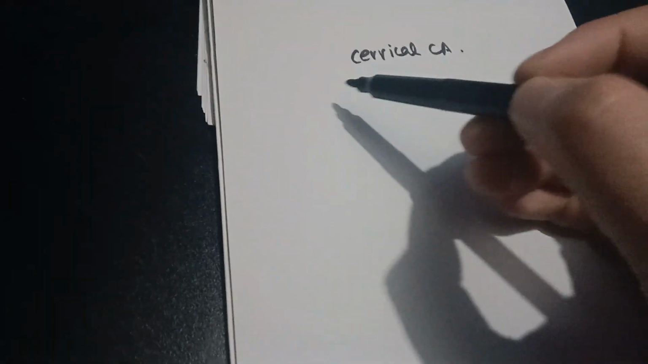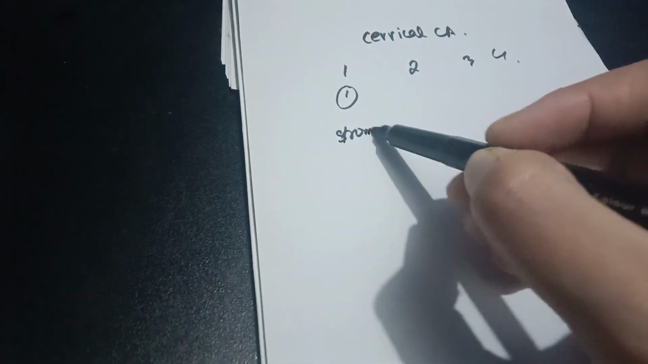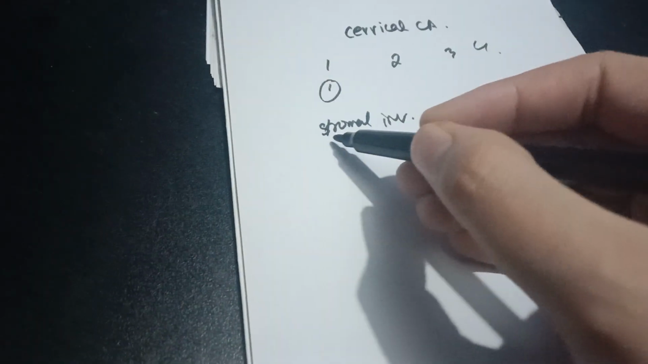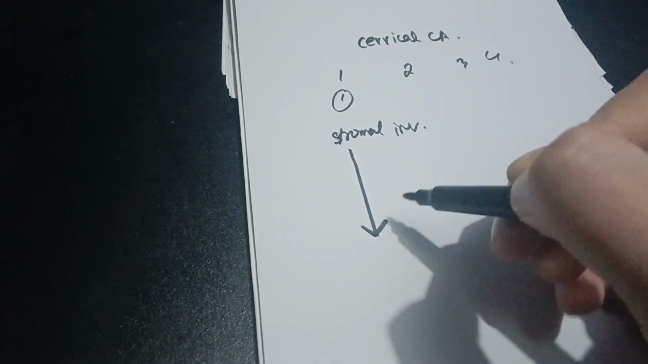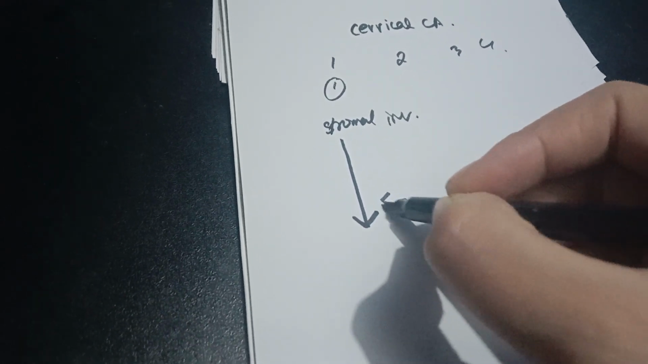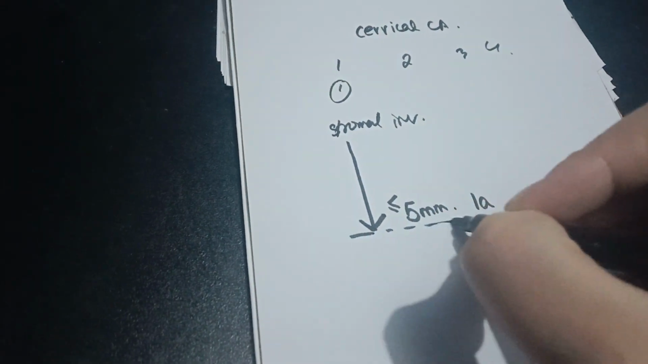Okay. So we have 1, 2, 3, 4, and 1 is limited to the cervix. We know that. So what we take over here is the depth of stromal invasion. How much is the invasion? So we're gonna draw it. Okay. The stromal invasion has started and it's going down until 5 mm of depth. So less than or equal to 5 mm, 1A ends. Over here, 1A has ended.